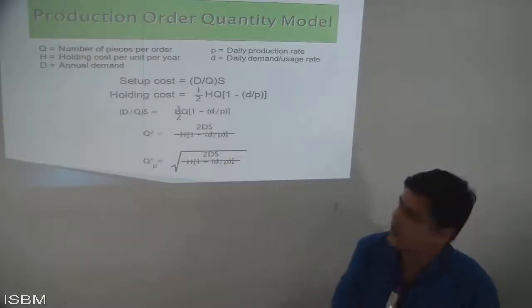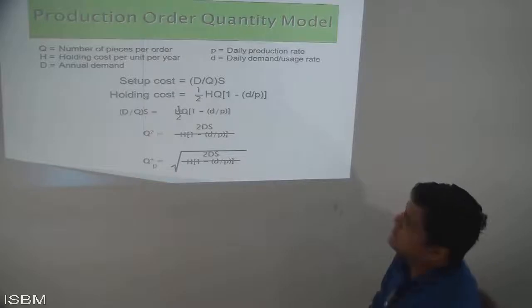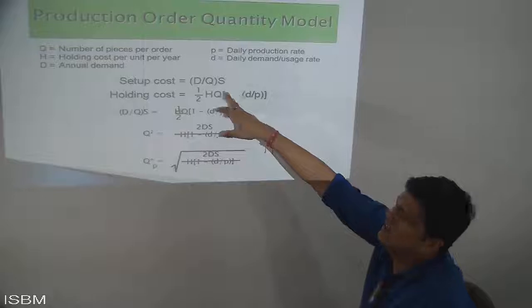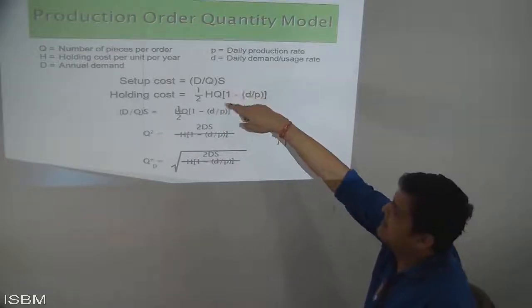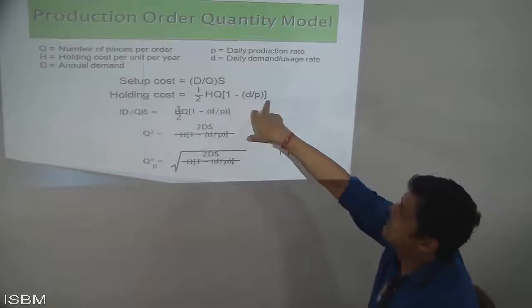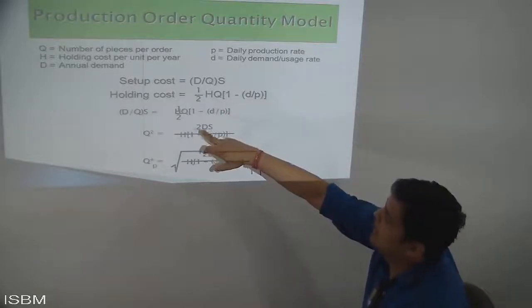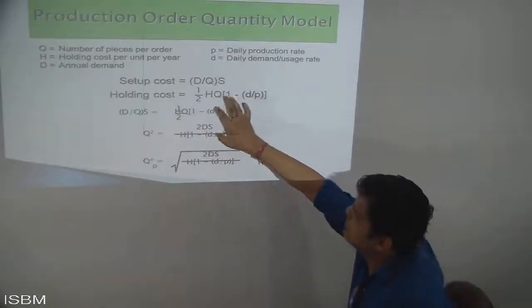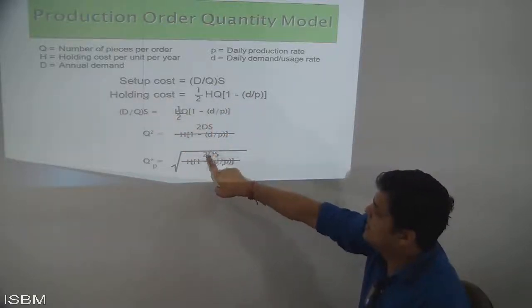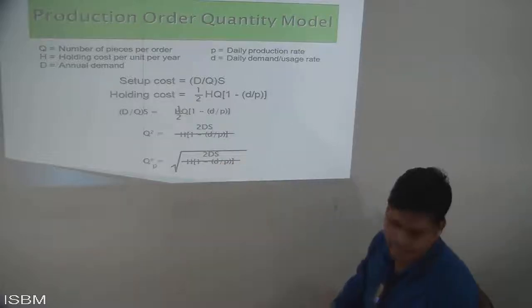Setup cost is nothing but D by Q into S, which is the ordering cost. Ordering cost is nothing but D by Q into C, but basically we are using S here, D by Q into S. Holding cost is 1 by 2 HQ (1 minus D by P). So setup cost D by Q S and holding cost are both equal. So Q square is equal to, the new formula will come, 2DS upon H (1 minus D by P).